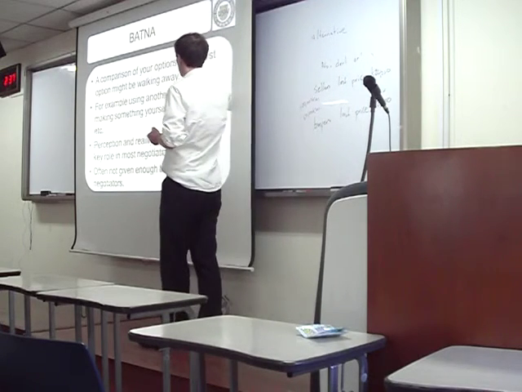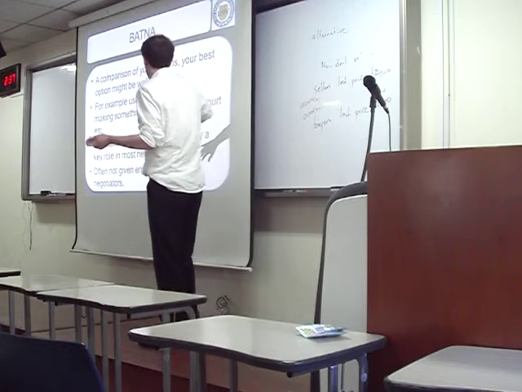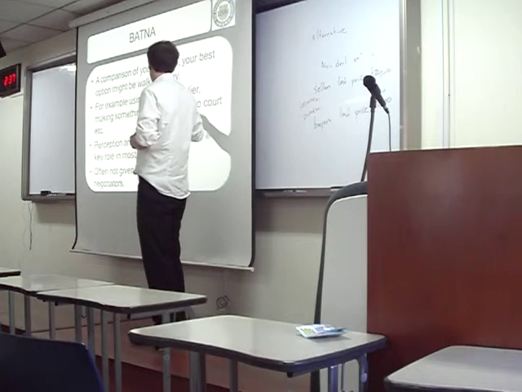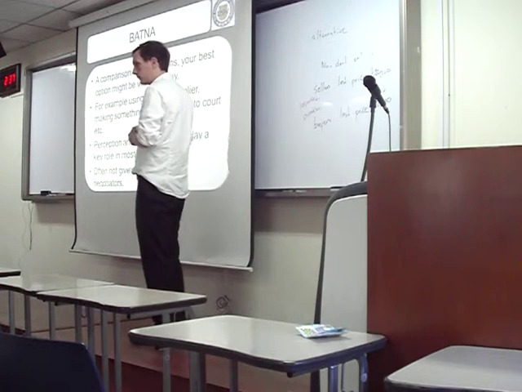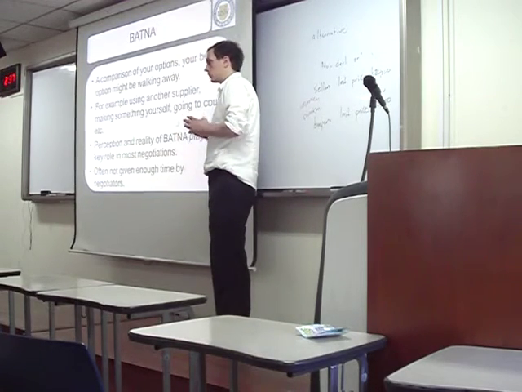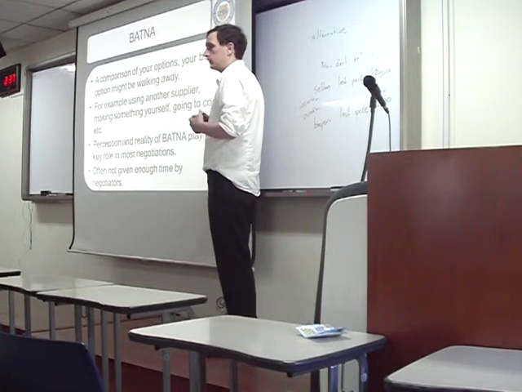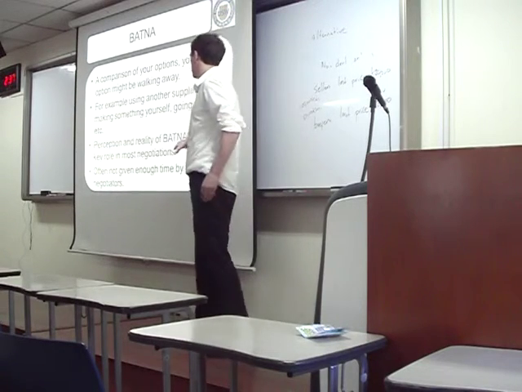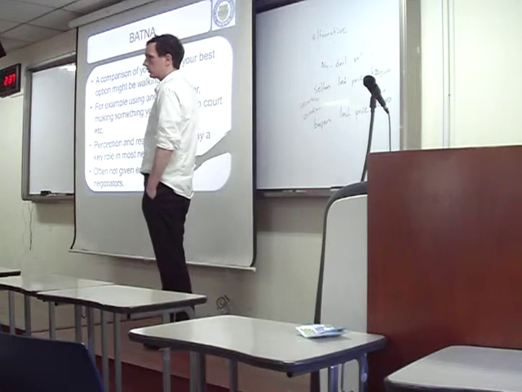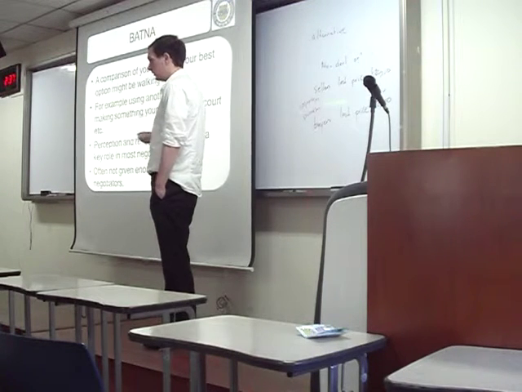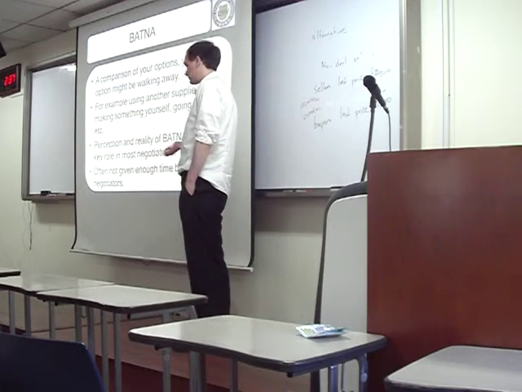For example, using another supplier, supplying from somebody else, or making something inside your company rather than hiring another company. Going to court, you could go to court if you can't make a negotiation, for example in a divorce. Some people don't make the negotiation in the divorce. Their next best option is to go to court. If you think you're going to win, it might be okay. So the perception and the reality of BATNA plays a key role in most negotiations. If I know, or I think, you have a better agreement somewhere else, I might be prepared to reduce the price or make an easier deal with you.